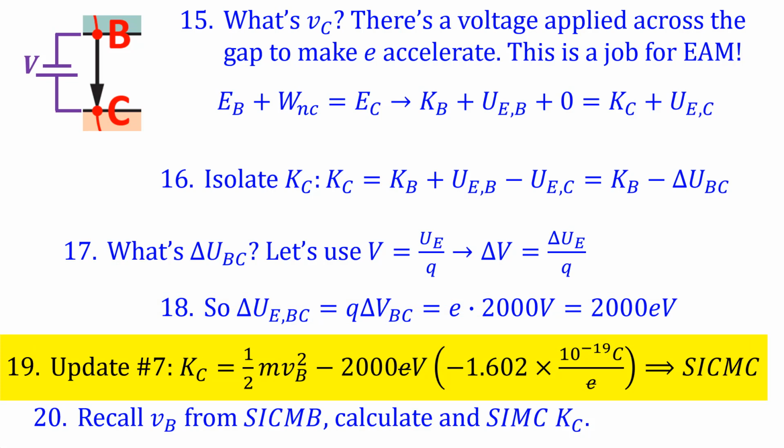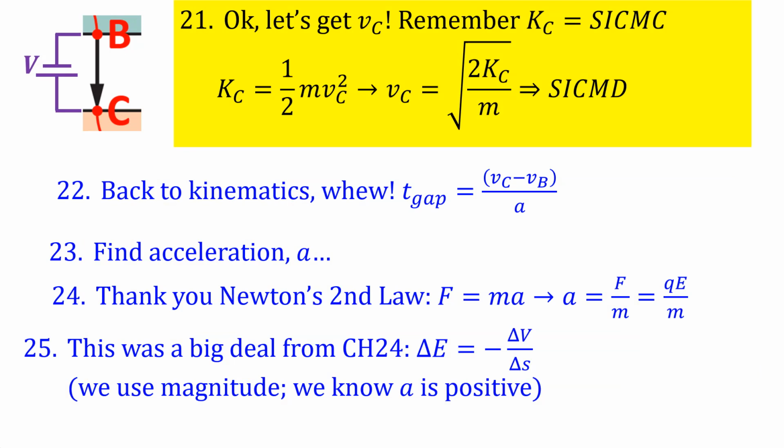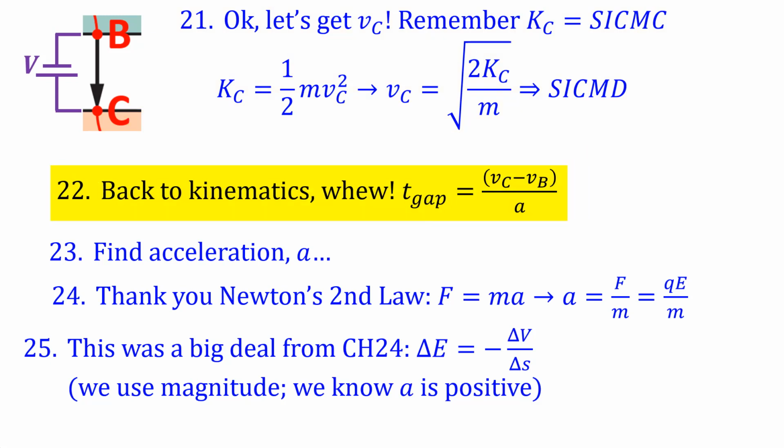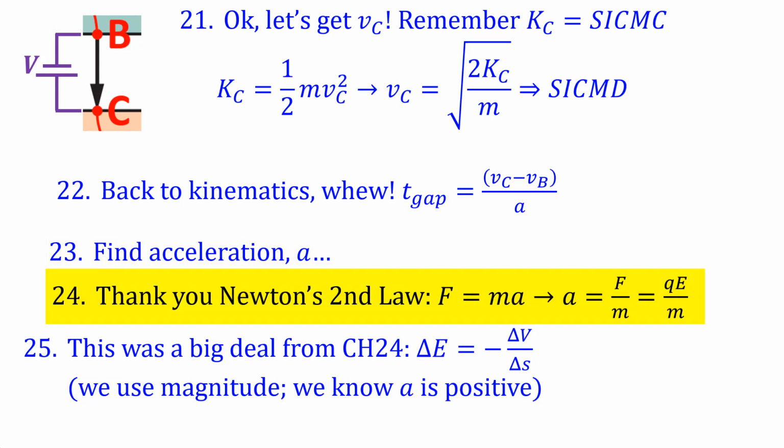Once again, being careful to convert from electron volts to joules and storing this result in my calculator's memory location C. Step 21, now that I know my electron's kinetic energy at point C, I can use it to solve for the velocity at C. Step 22, I now know the velocity at C and the velocity at B. Now I'm turning my attention in step 23 to the acceleration that the electron underwent as it traveled across the gap. Step 24, I'm using Newton's second law and isolating for acceleration.